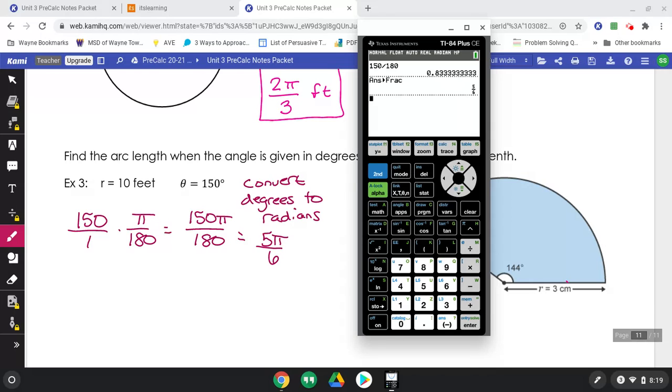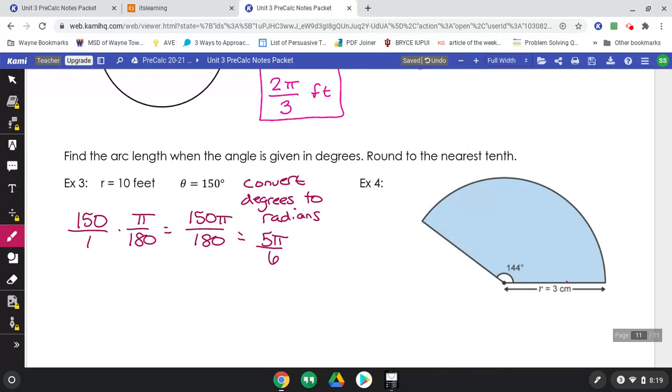Once I have that as a radian, I can go ahead and multiply it by my radius. So 10 feet times 5 pi over 6. You could put that over 1 if you'd like. That would give me 50 pi over 6. And now I want to type into calculator.